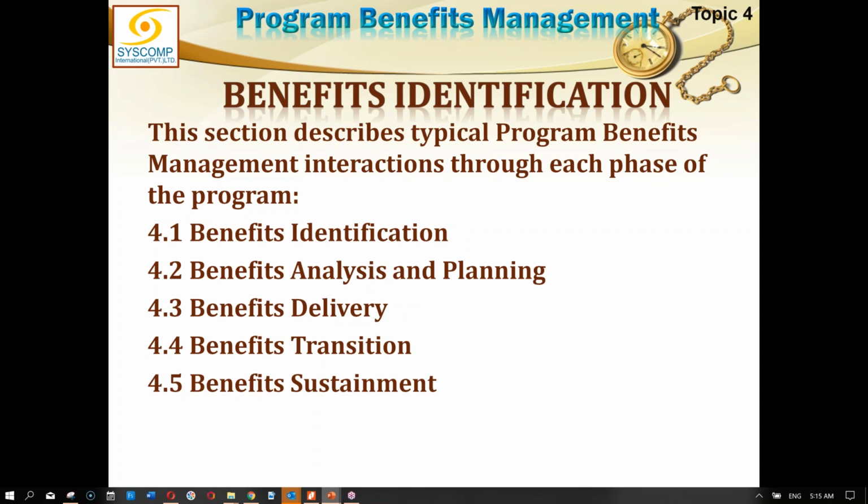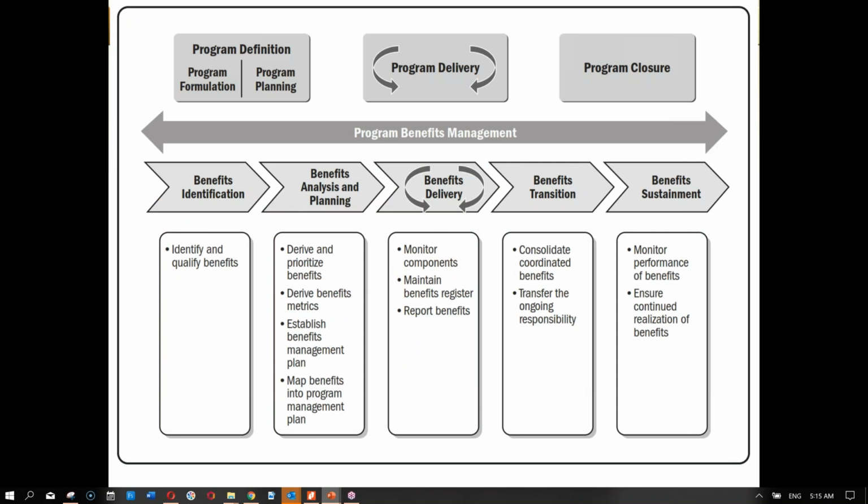Remember, these are the phases of benefit management. The phases of the program life cycle are different, and it is shown in this diagram on top. There are three basic phases of the program life cycle: program definition, program delivery, and program closure. Program definition can further be divided into program foundation and formulation, and program planning. And under the same three phases of the program life cycle, we have five benefit management life cycle phases.